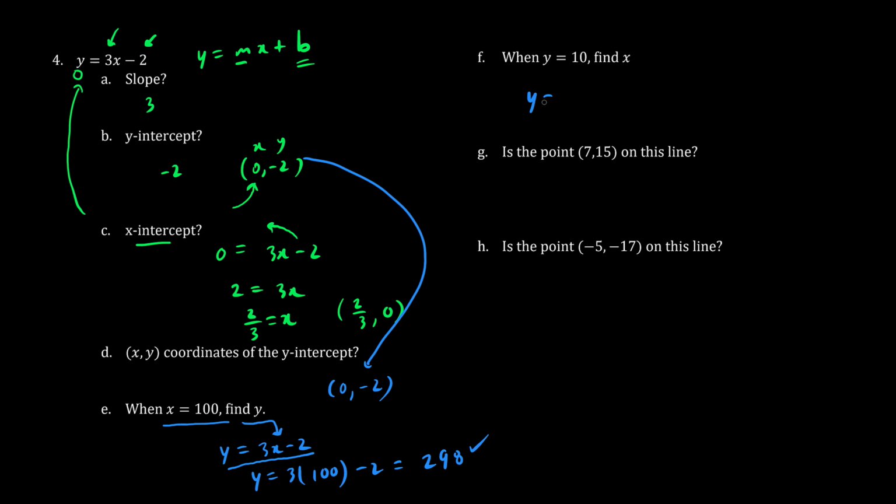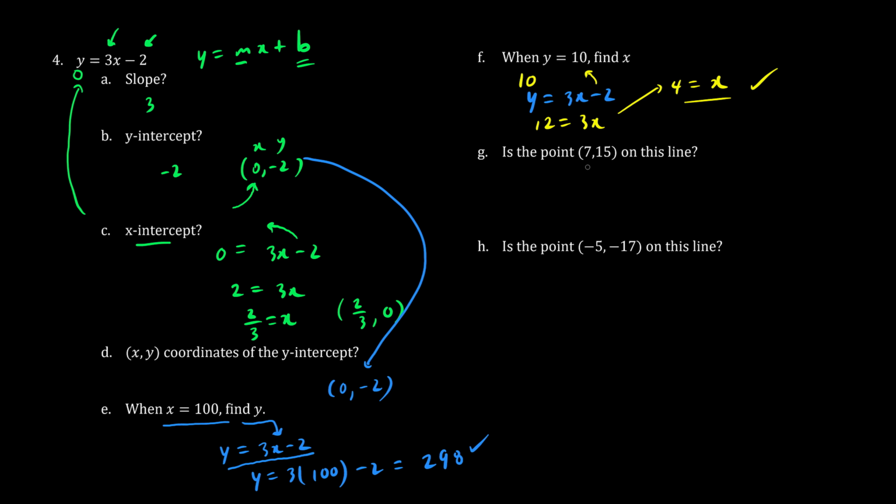Again, we have the line equation, y equals 3x minus 2, and we're going to use substitution. When y equals 10, substitute, what's x? Let's throw the 2 over, so the negative 2 becomes a positive 2. So we have 12 equals 3x. We divide both sides by 3, so we get 4 equals x. X is 4.